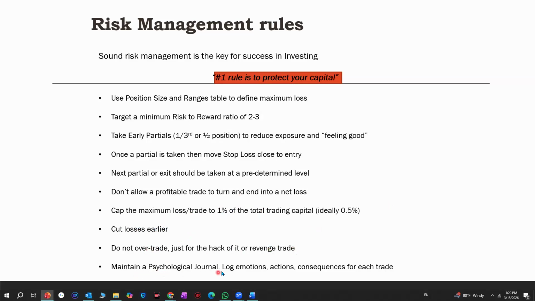Maintain a psychological journal. This is very important. There are books and courses available on this, but you should see in what kind of psychological mood you are. Are you in a revenge mode? Are you just trying to make money at all costs? You should understand in advance that's why day trading is very difficult. It's not for everyone.